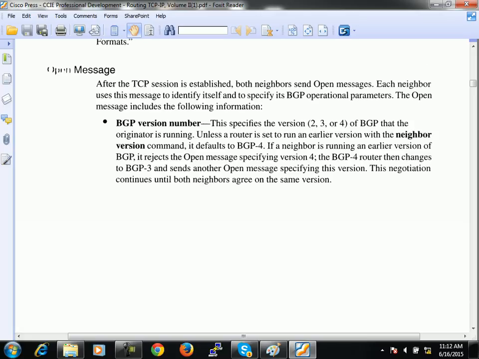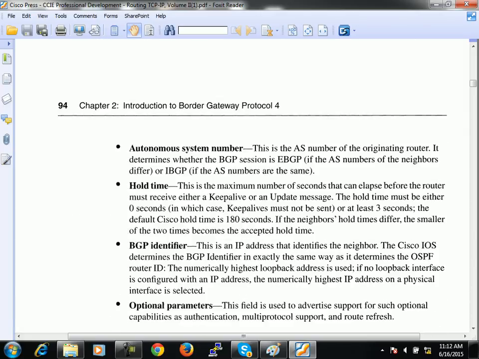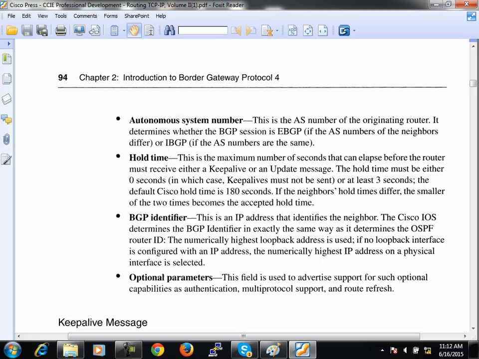This negotiation continues until both neighbors agree on the same version. I mean, neighbors must have the same version. You can change the version for your neighbor by using the command neighbor version. Then autonomous system number, hold down timer, BGP identifier, and optional parameters. So these 4 contents are there.